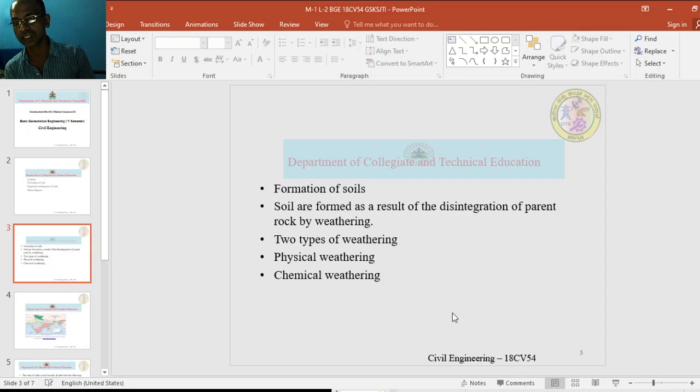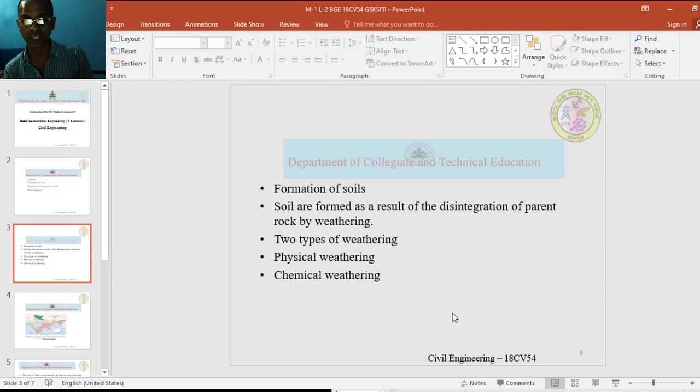Now the question arises, which agency transports the soil from one place to another? It may be air, flowing water, wind, or a gravitational flow. Based on that, the transported soils are again classified into alluvial soil, lacustrine soil, colluvial soil, etc. Alluvial means it gets deposited by flowing water. Lacustrine means lake: transported by water and deposited in a lake is called lacustrine soil deposit.